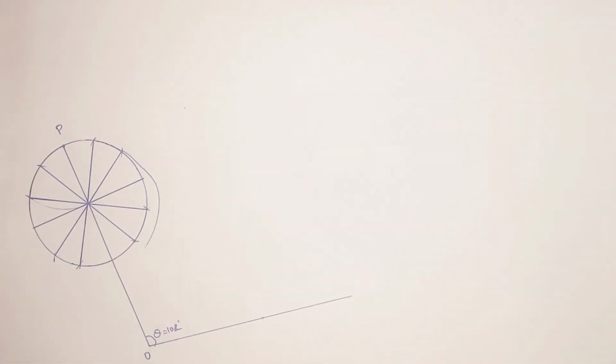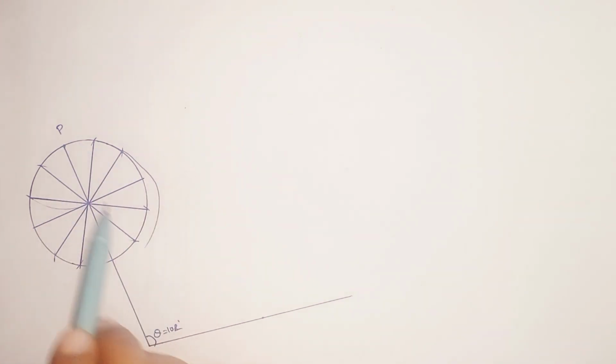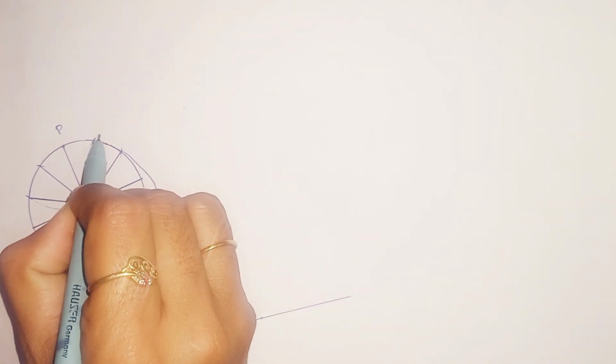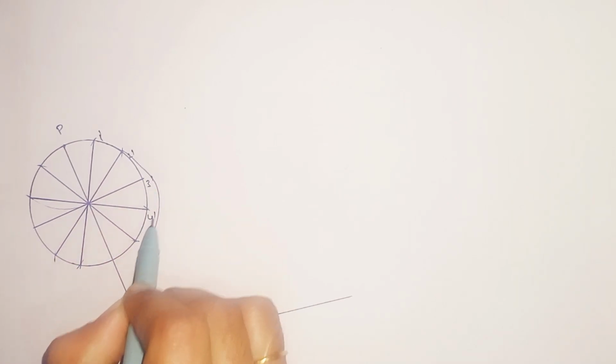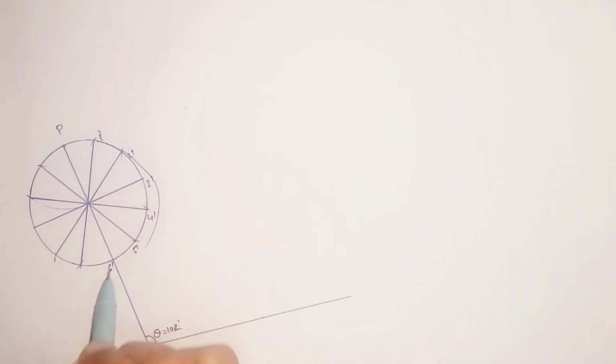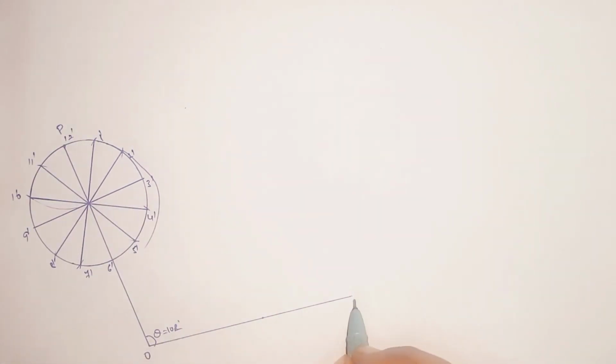And you have to write the names in clockwise direction. Why? Because this is the hypocycloid. The circle inside is rolling, so that's why it is clockwise direction. 1 prime, 2 prime, 3 prime, 4 prime, 5 prime, 6 prime, 7 prime, 8 prime, 9 prime, 10 prime, 11 prime, and 12 prime and P prime are both the same, and this is the Q point.